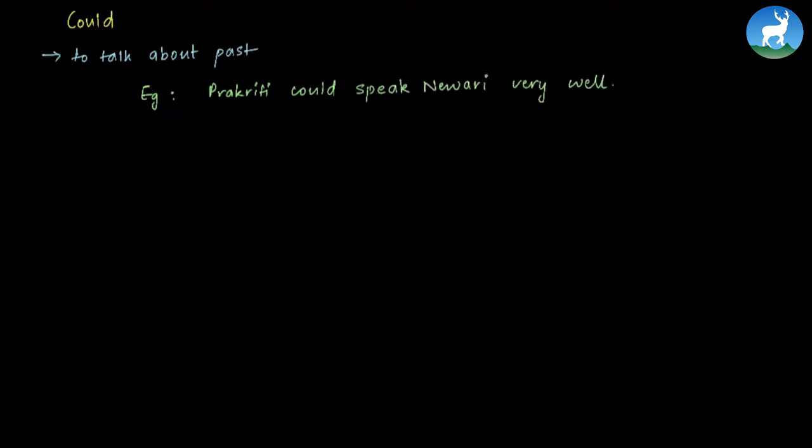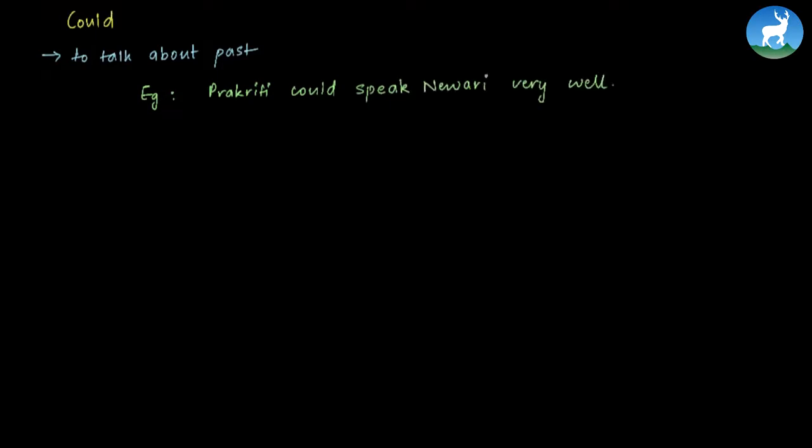Now we go through expressing ability using could. We use could to talk about past time, something that has happened in the past. We use could to express the ability to talk about something that was in the past, not in the present. To express the ability or inability about the past. For example, Prakriti could speak Newari very well.